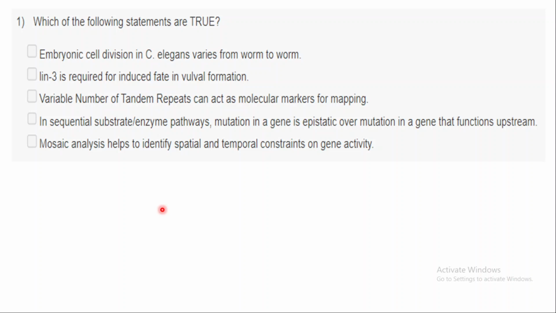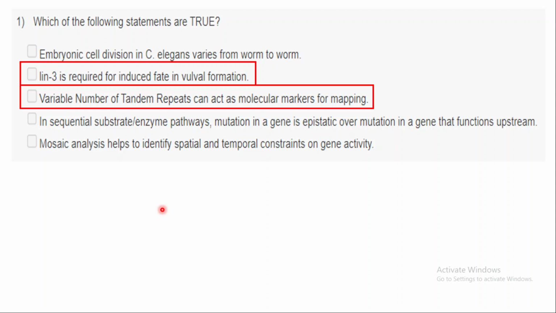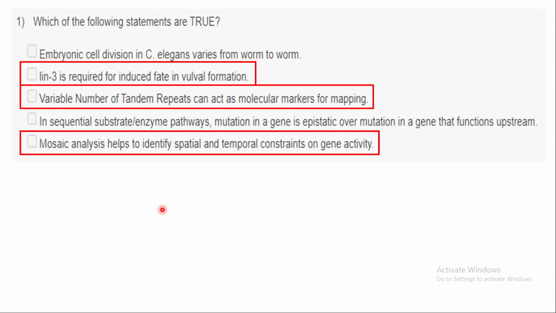Without any further delay, let me reveal the correct answers. The first correct answer is statement 2. Lin 3 is required for induced fate in vulval formation. This is a true statement. The second correct answer is variable number of tandem repeats can act as molecular markers of mapping. So statement 3 is true, which I think Ajay, Sakshi, and Simhasanam have all answered correctly. And the third correct answer is mosaic analysis helps to identify spatial and temporal constraints on gene activity. So these three statements are true and are the correct answer to question number 1.